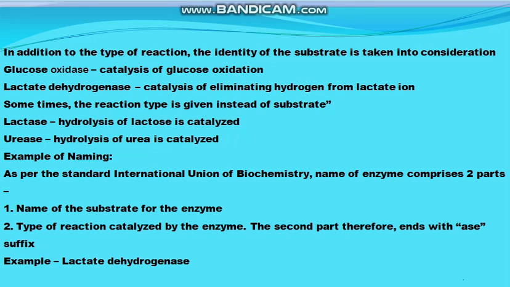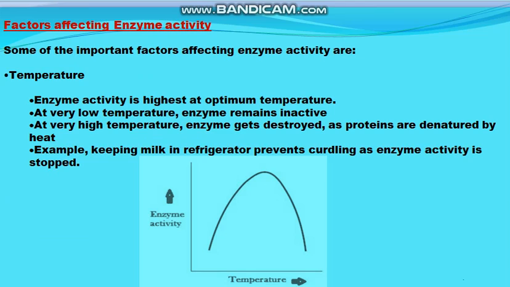And now next come the factors affecting enzyme activity. What are the factors which affect the enzyme activity? The number one factor is the temperature. So, how does temperature affect the enzyme activity? Enzyme activity is highest at optimum temperature.